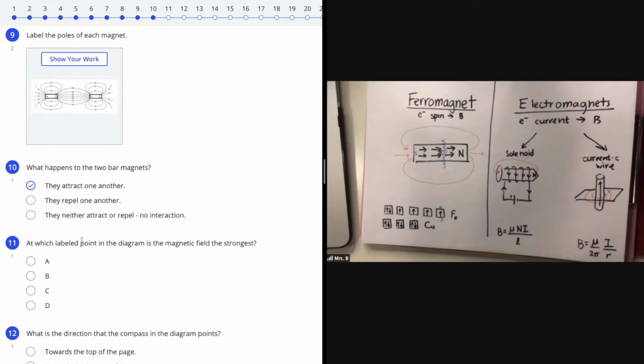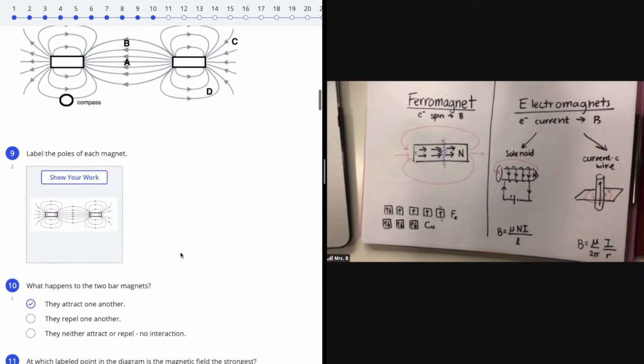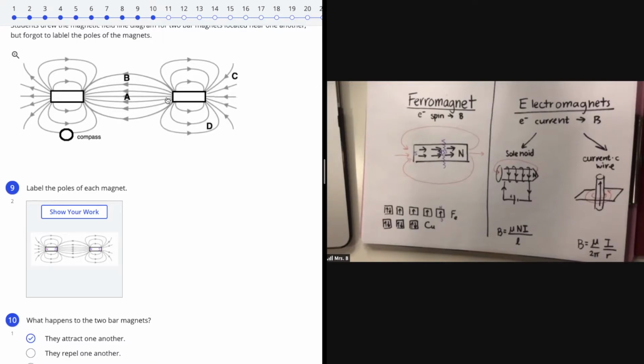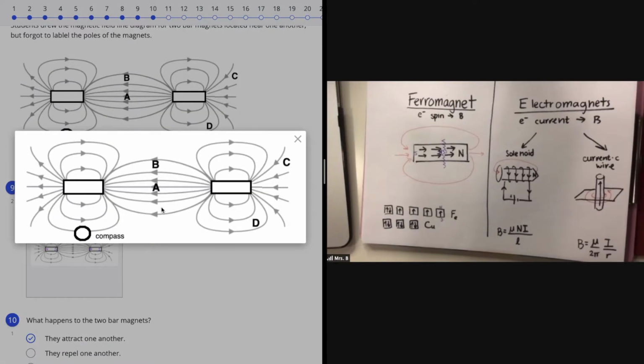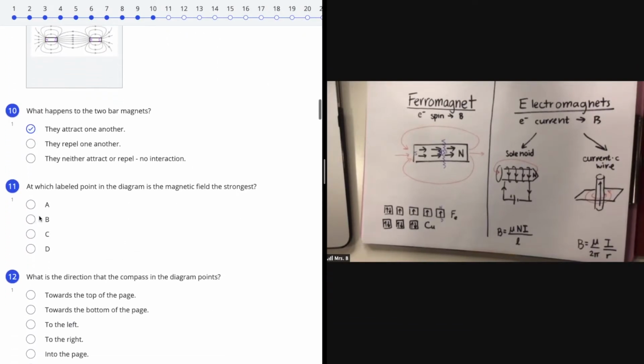Now, at which labeled point in the diagram is the magnetic field strongest? Well, that's wherever the magnetic field has the most field line density. So in my picture, I see that the lines are closest together at point A. At point A, it would have the strongest field because it has the highest density of field lines.